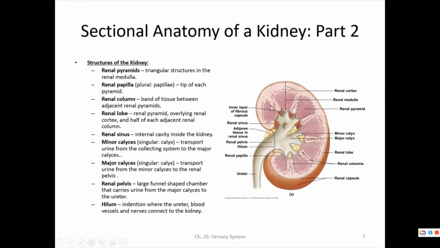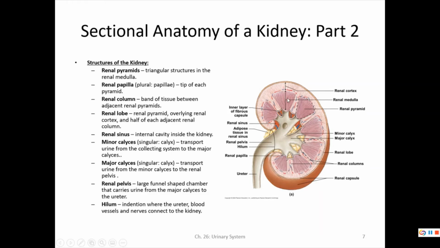Okay. Now, inside the cortex, underneath the cortex, we have the medulla. And the medulla has these triangular shaped structures referred to as renal pyramids. The renal pyramids are very triangular in shape, and at the tip of each renal pyramid, you will find renal papilla. Think of fingertips, palpable fingertips, papilla. The renal columns are the bands of tissue located between each renal pyramid.